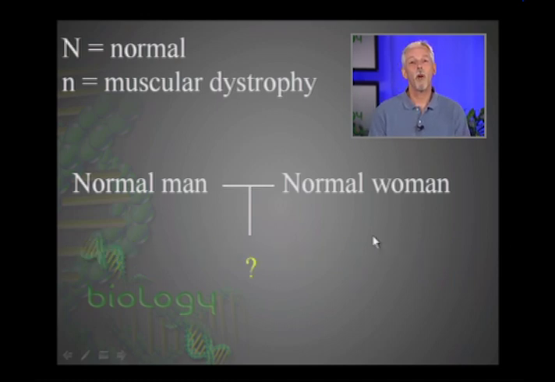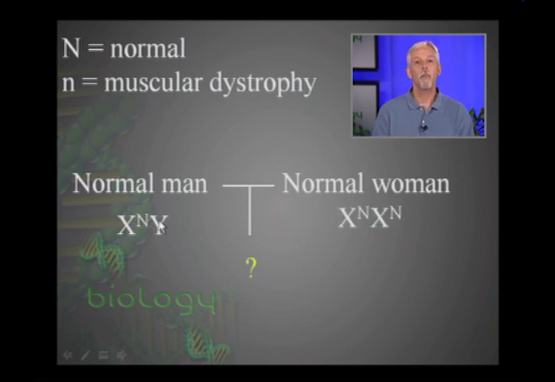So as we look at this problem then, a normal man would have to be an X with a dominant allele, because if he had the recessive allele, he would have muscular dystrophy. He wouldn't be normal. You would see that. And with a woman, she could be homozygous for the normal gene, but she could also be a carrier. She could be heterozygous, and she could be hiding that allele.